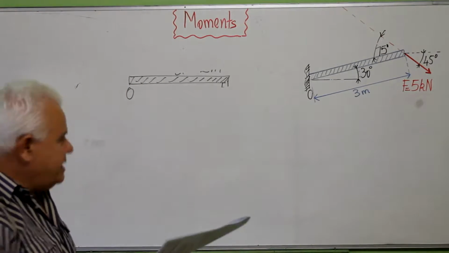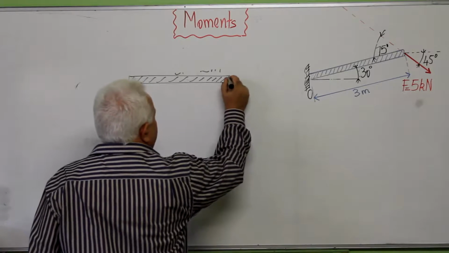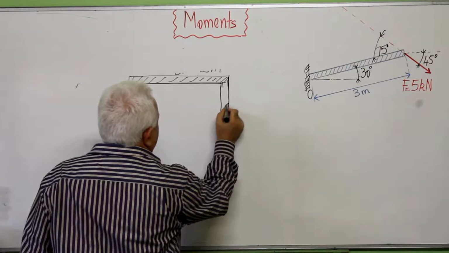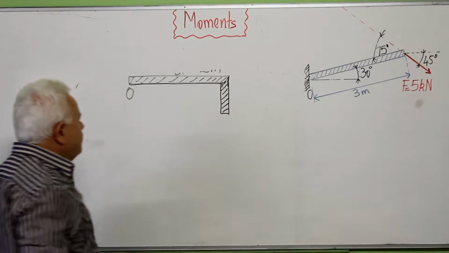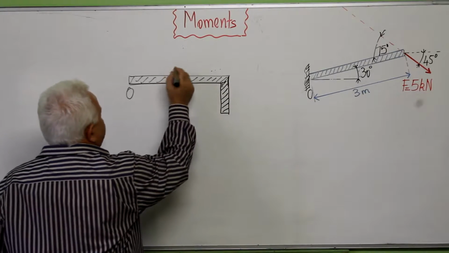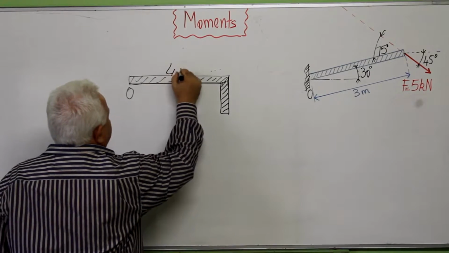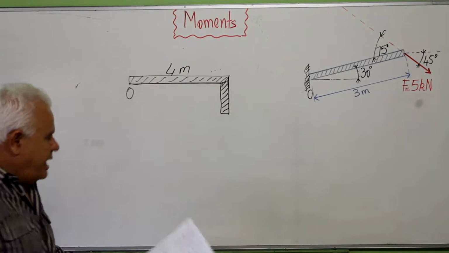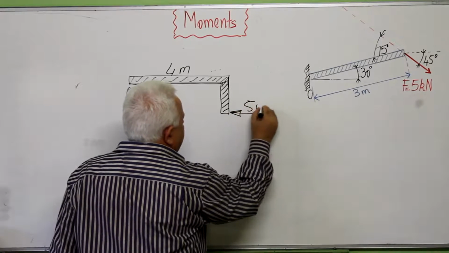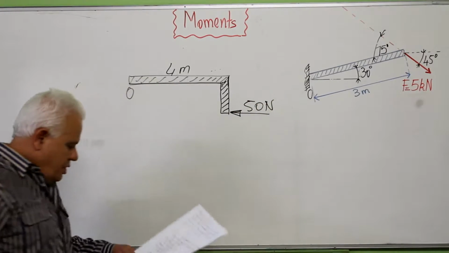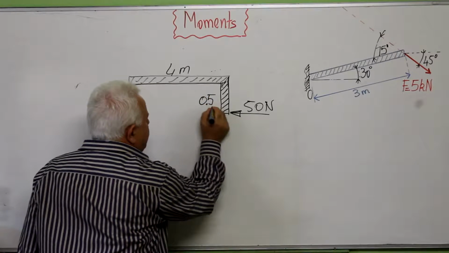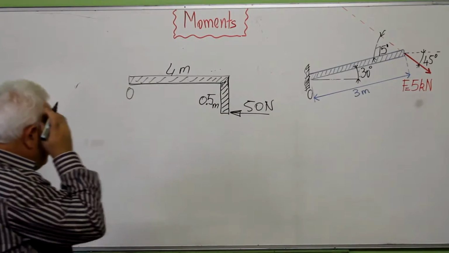Now, I'll change the configuration, and suppose now I want to calculate a moment of a force, and my system here is something like this. Here we have 4 meters, and I apply a force of 50 newtons. Here are some values, some figures that we need: 0.5 meters.